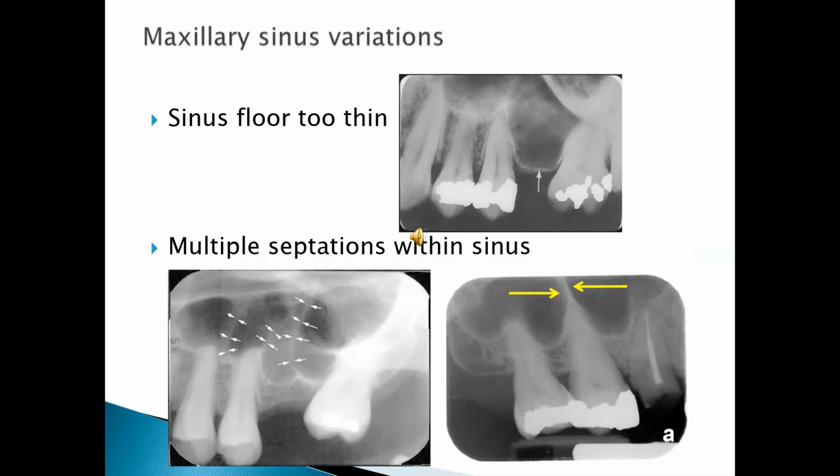The second variation is multiple septations. Now, usually the maxillary sinus is a single cavity, but at times during the developmental stage, it can become multiseptate. That means there may be many septae within the maxillary sinus. The third radiograph is the sinus that is divided into two cavities by a thick septum. So this is a more common phenomenon compared to multiple septations.